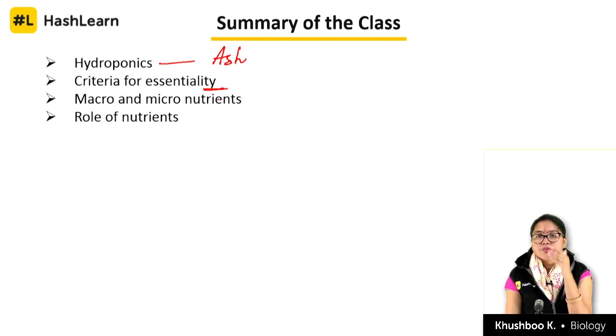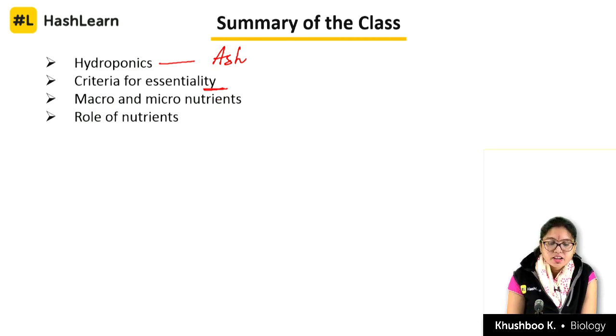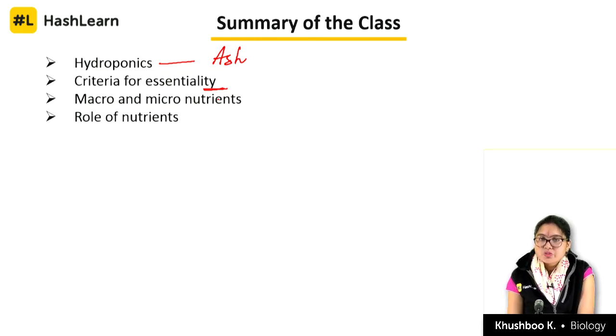The criteria should be, I'll repeat, it should be important enough that the plant cannot complete its life cycle; the plant's life cycle will not be completed without that element. It should be a part of the important chemical reactions or metabolic reactions. And the third point is that it should be irreplaceable. No other nutrient can replace that element. Then in that case it will be essential.